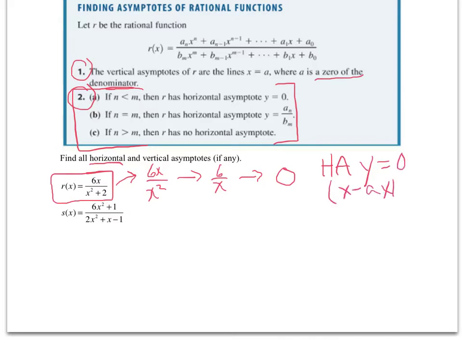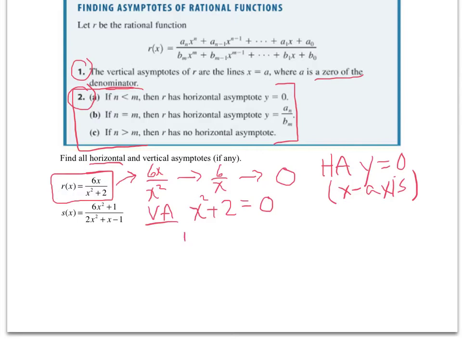And so now we know that the horizontal asymptote is the line y equals 0, which again is the x-axis. So we have a horizontal asymptote on the x-axis. Vertical asymptote is obtained by looking at the domain restrictions. Well, that means we have to look at the denominator, x squared plus 2, and see what real numbers make that equal to 0.